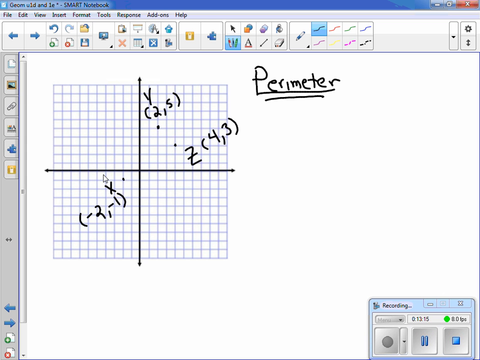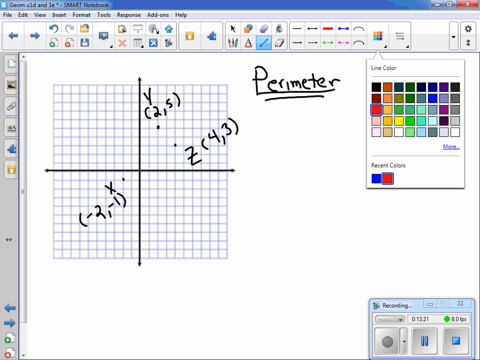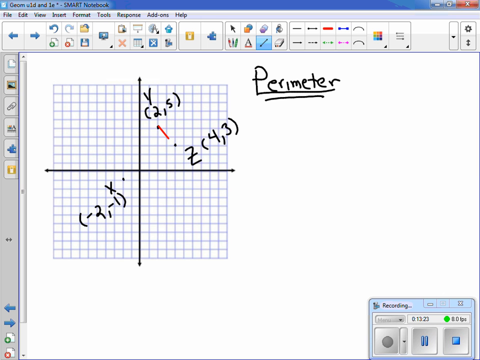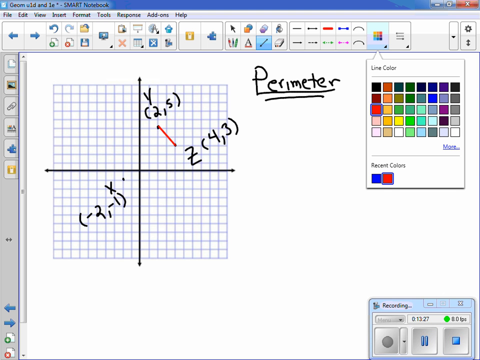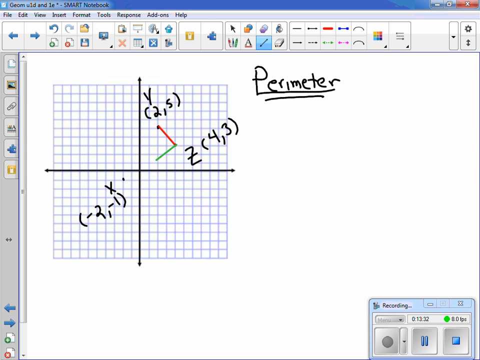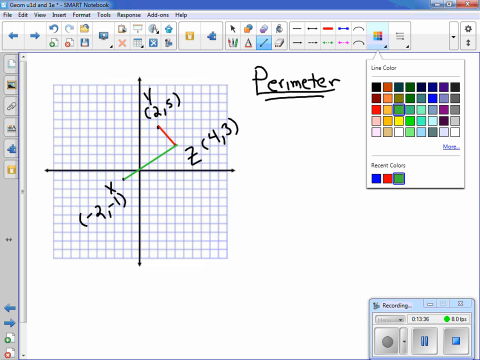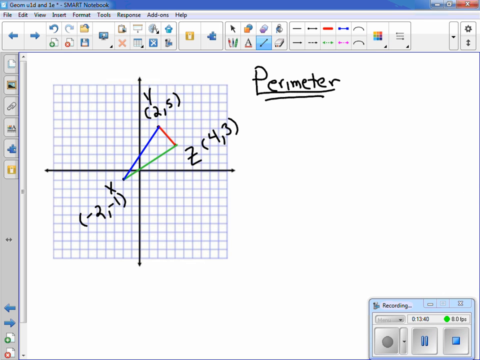Let's take a look. Let's do 3 different colors. So we'll have a side from here to here. We'll have a side from here to here. And our third side from here to here. So we have 3 sides of my triangle. I will color code each distance formula, so that way we know which side we're talking about. Let's do the green side first.